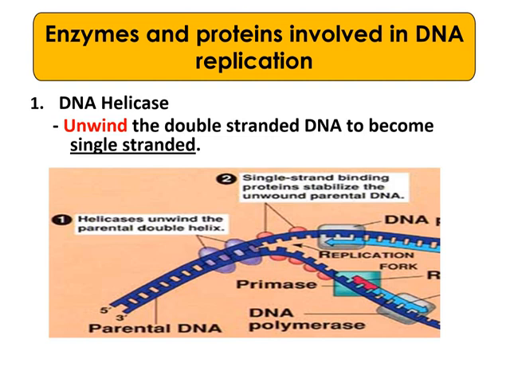The function of DNA helicase is to unwind the double-stranded DNA to become single-stranded DNA. So if we look at this diagram, this is the double-stranded parental DNA, and this one, the purple in color, is the helicase. So helicase will unwind the parental double helix, from double-stranded DNA to become single-stranded DNA.